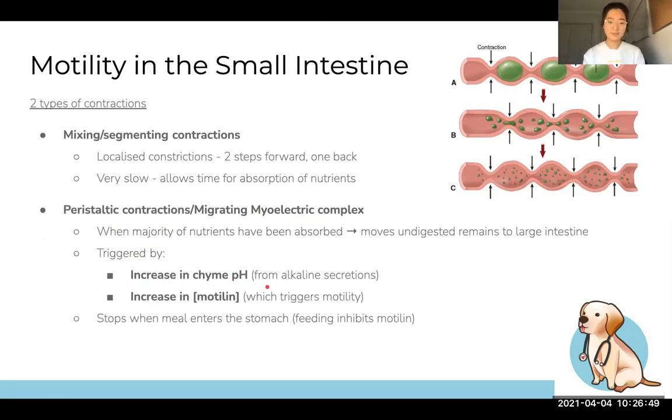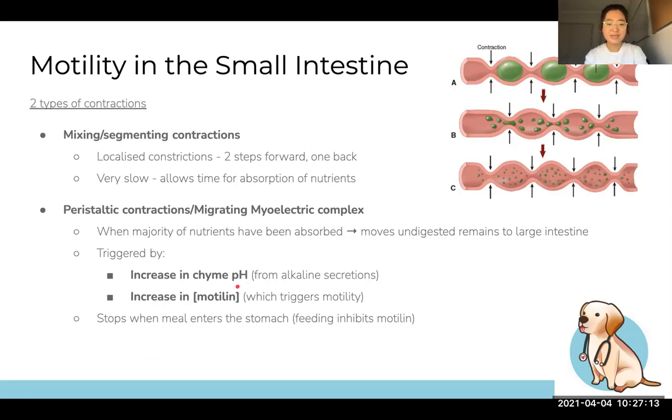So the increase in chyme pH is basically because in your duodenum, or small intestines, you get a bunch of alkaline secretions being pumped out. So if your food has been in the small intestines for quite a bit, your pH will have gradually increased compared to when it first came out of the stomach. So an increase in pH means food's already been there for a while, probably digested, let's move it along.